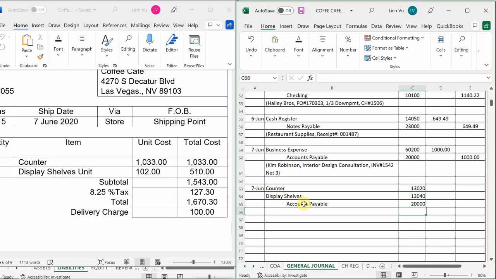Now here's the question. Because we bought fixed assets, how much is my counter and how much are my display shelves? What's the total amount that's going to be?